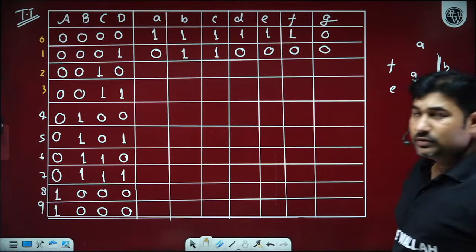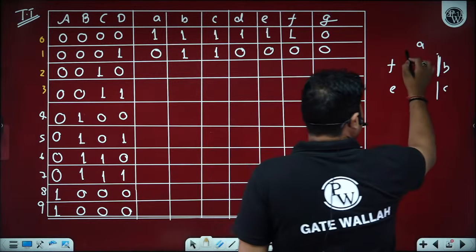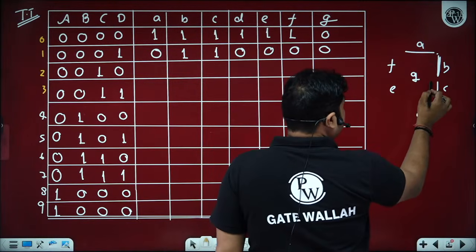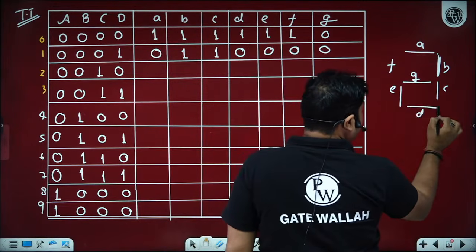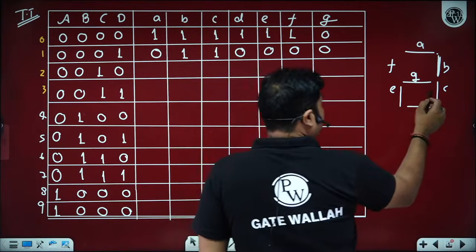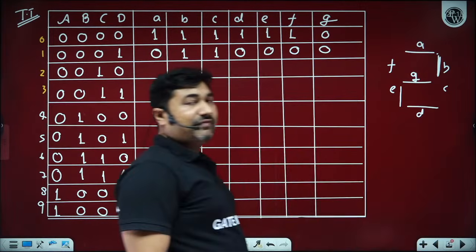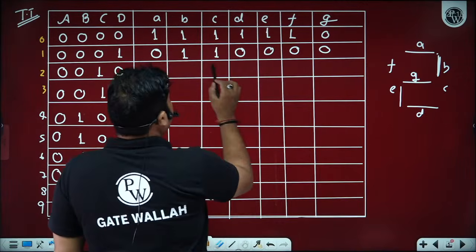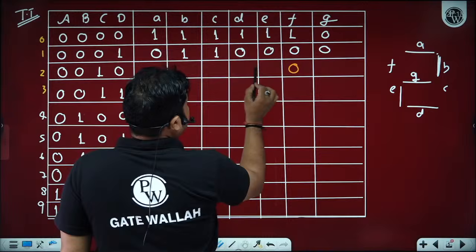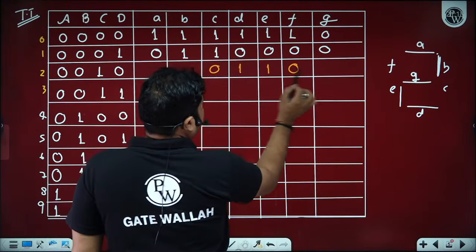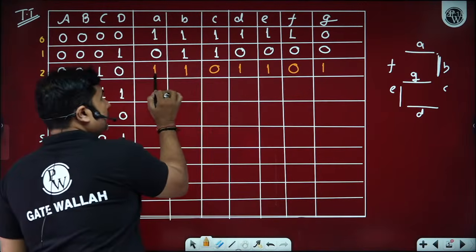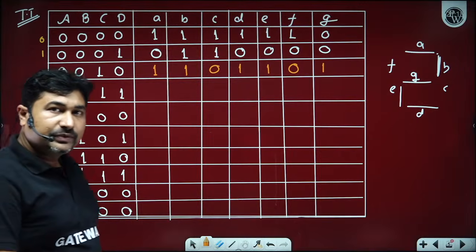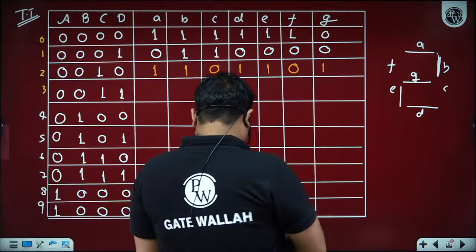Now for 2, how to represent 2? All of you know how to represent 2. For 2, F and C need to be low. Rest all are high. How many of you able to understand? Yes, sir. Great.